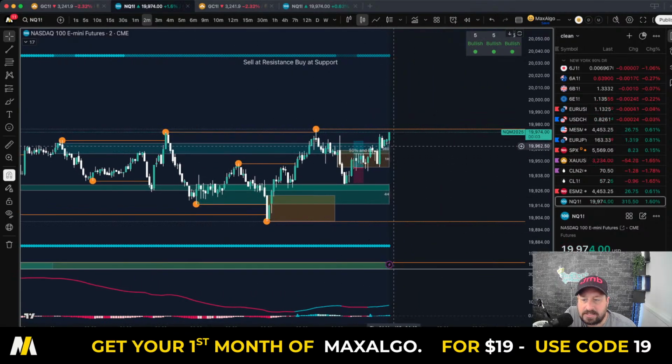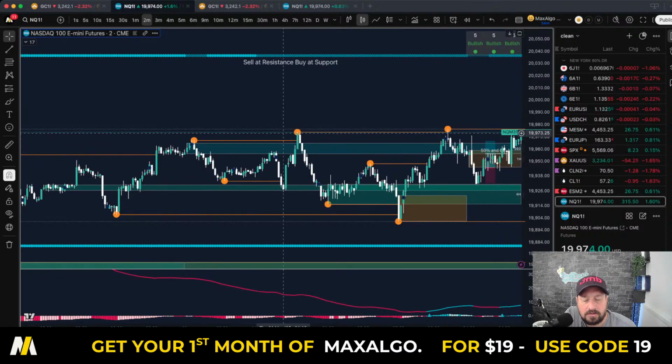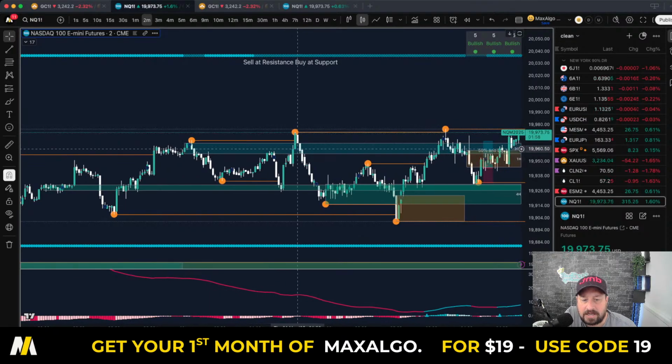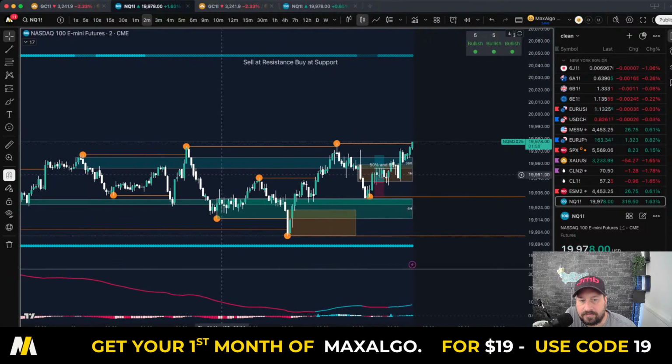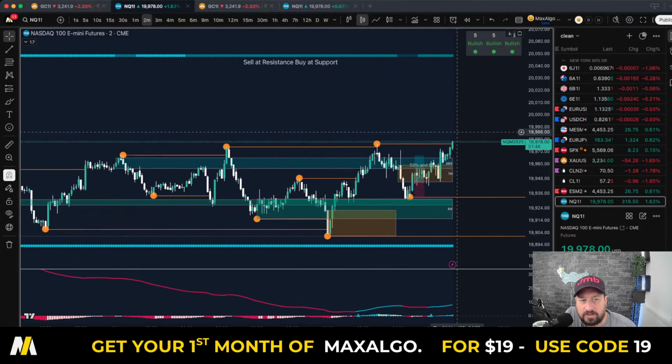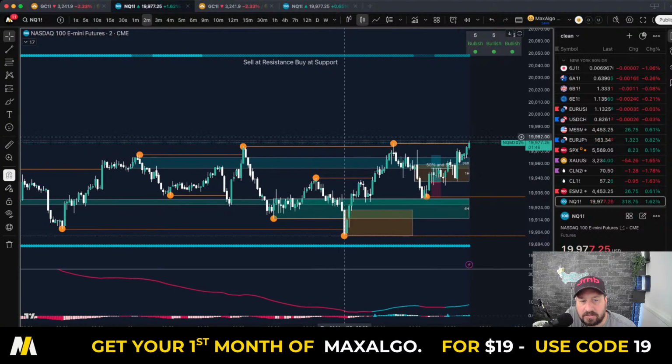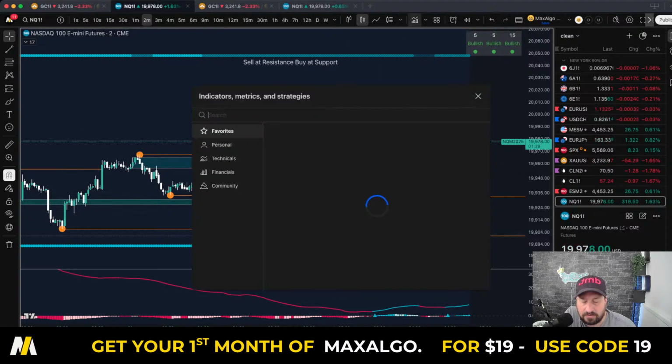Nice tap out of the 6 hour. 6 hour's been messy though. 6 hour high, 6 hour low, 6 hour high. More bullish though. Market structure's bullish. Higher time frames are bullish. Let's just see. Let's have a look at the orb.